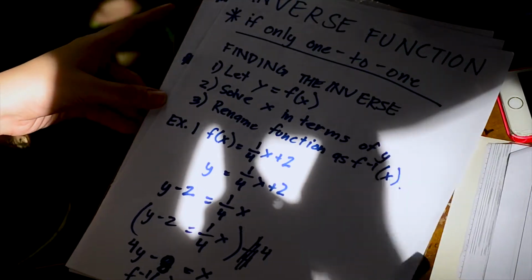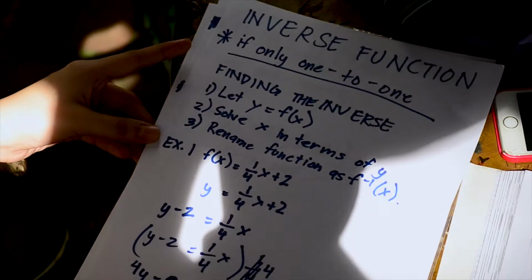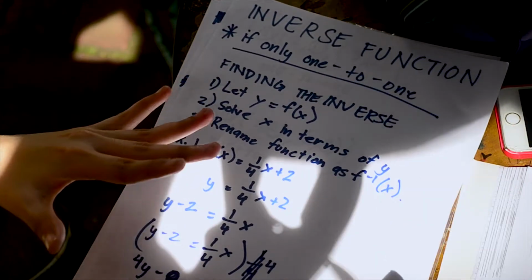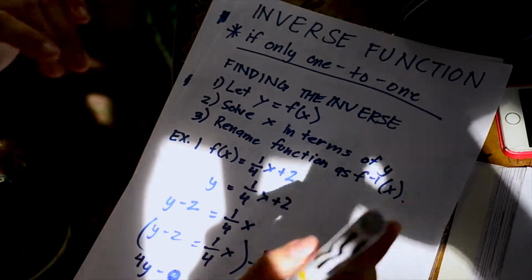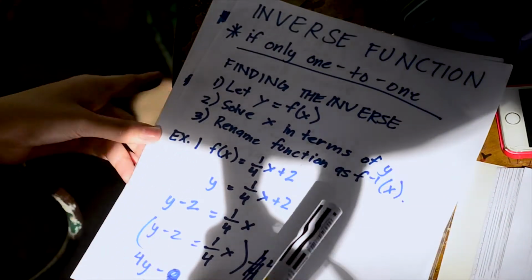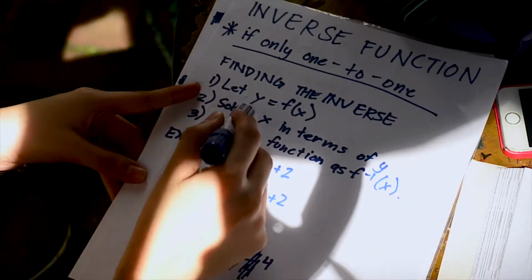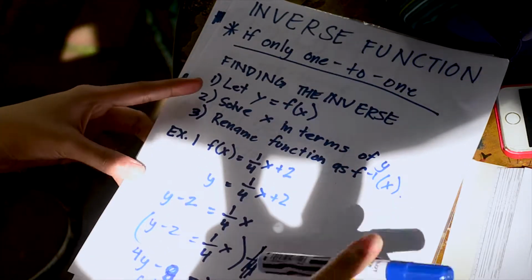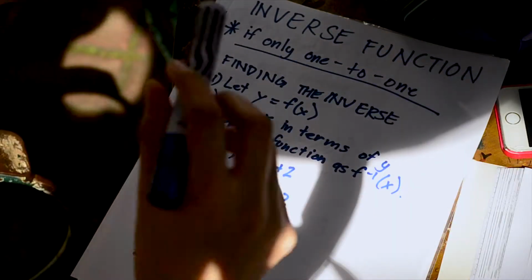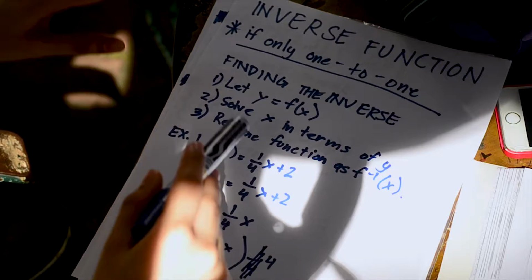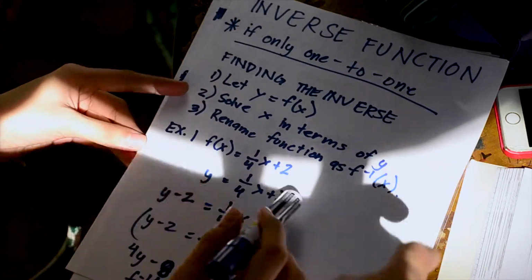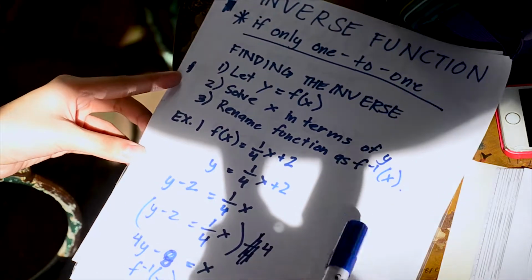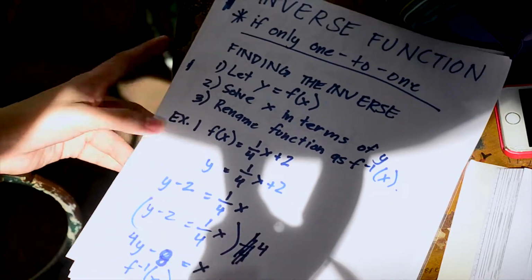Okay, so now let's move on to inverse functions. Now, there's only an inverse function if the function is one-to-one. Okay? Okay. Now, to find an inverse function, first we have to let y be equal to f of x. So we will substitute f of x with y. And then we solve x in terms of y, and then we name the function f inverse, f^-1. Yay!